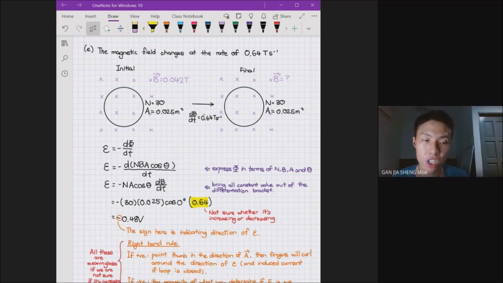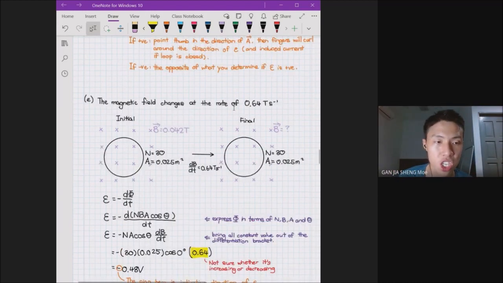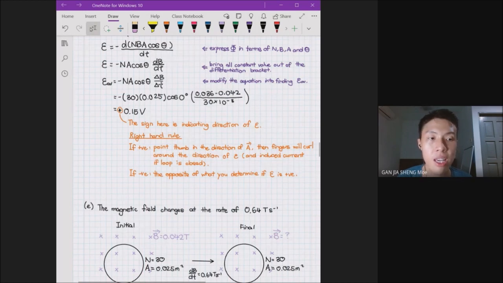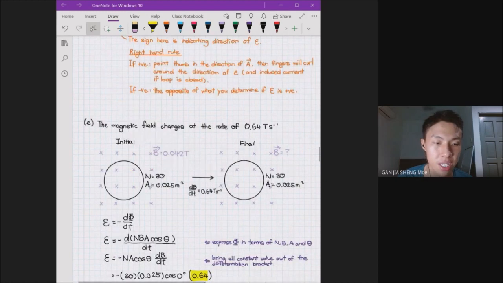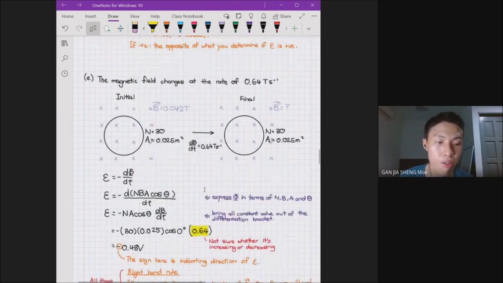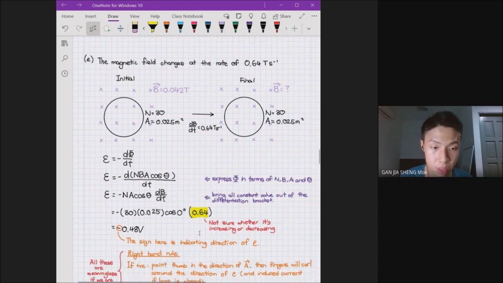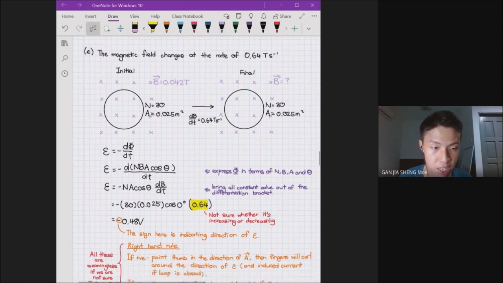Okay, but for this kind of question, we don't need to change it to delta B over delta T, because we are not comparing between final and initial right now. It just tells us that it's changing like this. So if that's the case, you don't need to change it to delta B over delta T. When you reach this stage, you can straight away substitute the N, the A, the cos theta is still 0, and for dB/dt, you can just substitute 0.64. But we are not sure whether it's increasing or decreasing. So even though you get the answer to be negative 0.48 volt, there's a negative sign here.